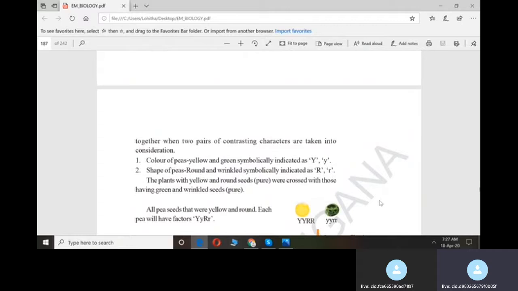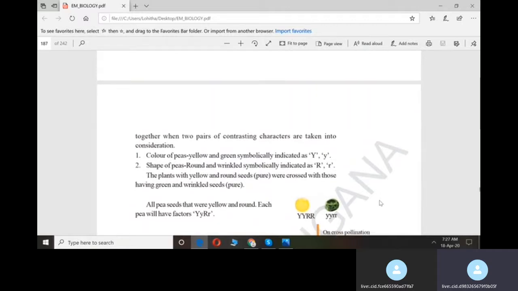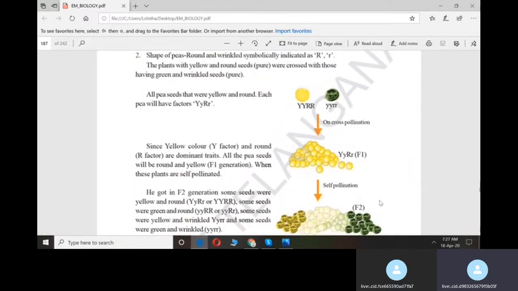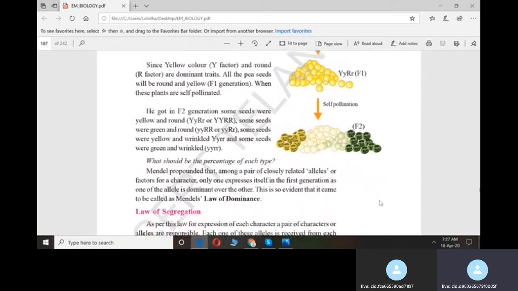here. There are three types of laws. He explained about three types of laws. Okay, what are the three laws he explained? Mendel explained three laws: law of dominance, law of segregation, and law of independent assortment. First, let us see the law of dominance.